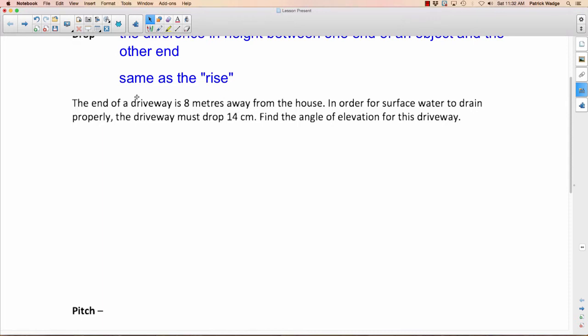So let's do it. It says, the end of a driveway is 8 meters away from the house. In order for surface water to drain properly, because you don't want the water sticking around on your driveway, you want it to run off the driveway, right? The driveway must drop 14 centimeters over the length of the driveway. Find the angle of elevation for this driveway.